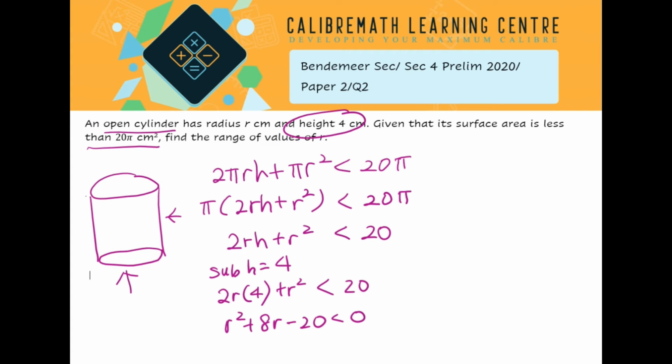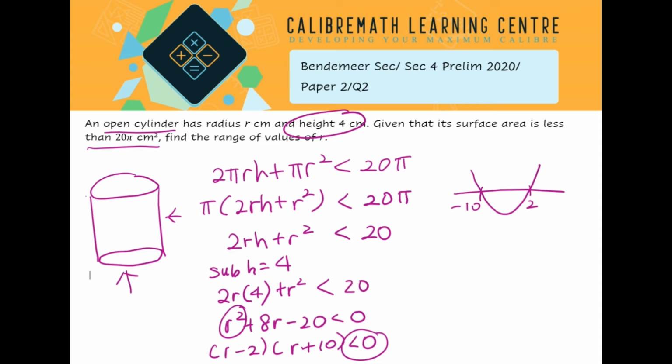So you should know what you can do to this quadratic inequality. You can factorize it, and then you will get the two factors to be r minus 2 and r plus 10. And then since we know that the coefficient of r squared is greater than 0, so this is going to be a minimum curve. So we're going to draw the curve like this, and we have the two values of r to be negative 10 and 2. Now, since we are looking for the values that are lesser than 0, so we will be looking at the area under the graph, which is here.